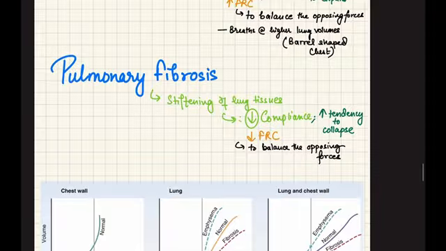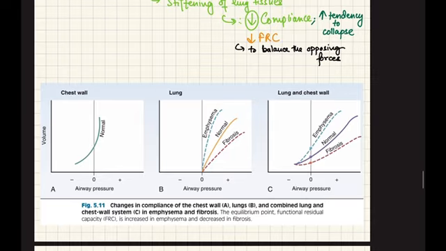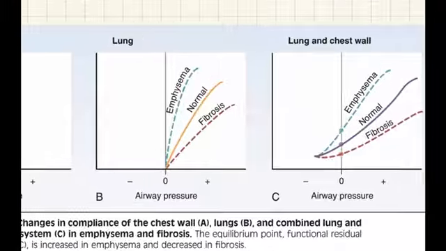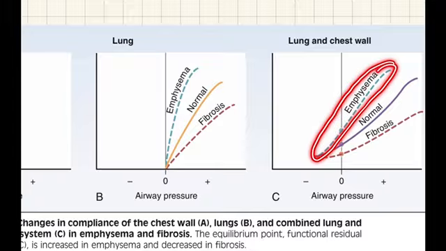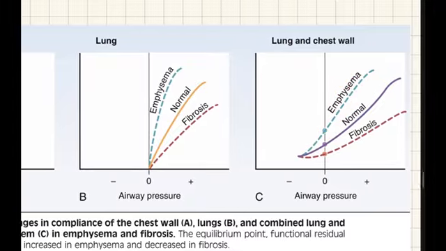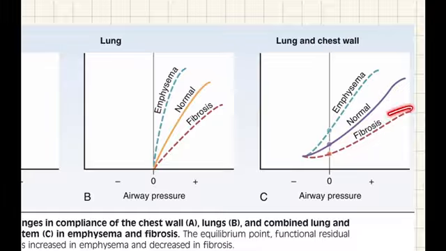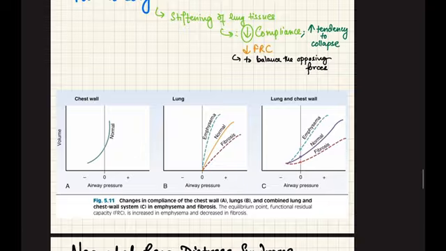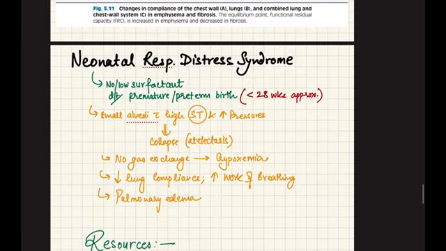In pulmonary fibrosis, which is a restrictive lung disease, we will see stiffening of lung tissues, that is, increased deposition of elastic and collagen fibers, so compliance decreases and the tendency to collapse increases. Now to balance this out, the functional residual capacity will decrease, and this is also visualized in these graphs. As we can see, if this is the normal lung and chest wall compliance, in emphysema the FRC increases and hence the graph also shifts upward, whereas in fibrosis the FRC decreases and the graph shifts downward. The equilibrium point shifts basically.